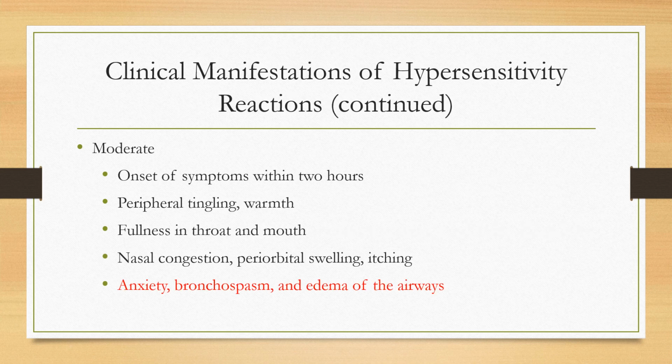Moving on to a moderate hypersensitivity reaction. Again, the onset of symptoms will be within 2 hours. They will still have the peripheral tingling and the warmth in their fingers or toes. They will have the fullness in their throat and in their mouth. They will remain with the nasal congestion, the periorbital swelling, the itching, but they will have progressed to anxiety, bronchospasm, and then now edema of the airways. So now this is where we are going into the bronchial constriction.